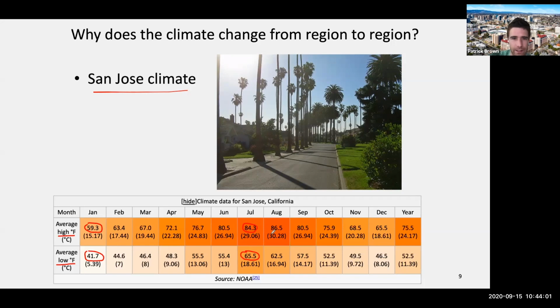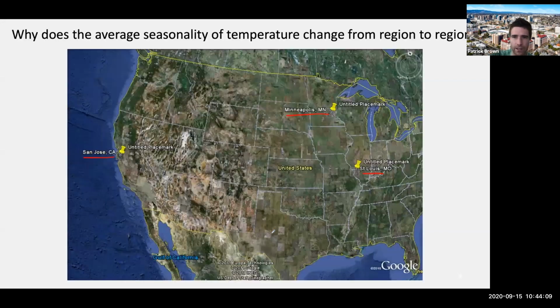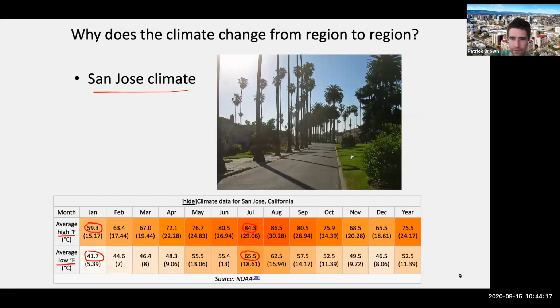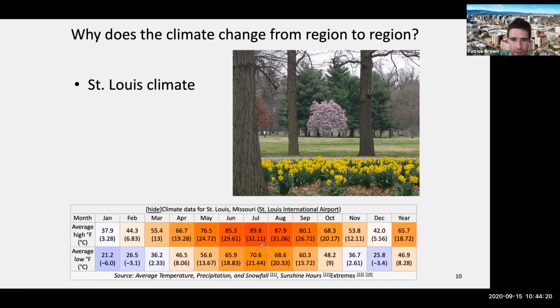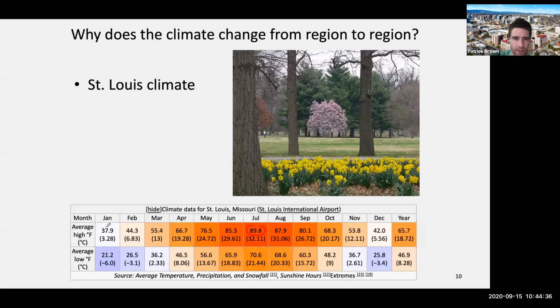And if we look at this compared to other locations, looking at St. Louis, we didn't really change our latitude when we went to St. Louis. San Jose and St. Louis are roughly at the same latitude, but we do see some differences in our temperatures. So it tends to be a little bit warmer in the summer in St. Louis. We're at close to 90 degrees in July instead of 84 degrees in San Jose. But then it's much colder in the winter.